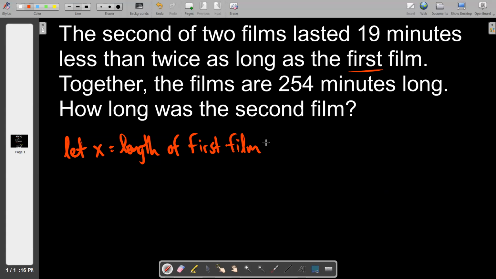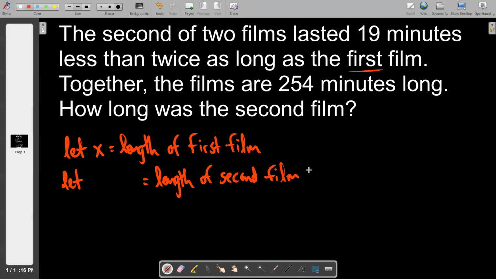And now we're going to write an algebraic description of the other one, in this case, the second film. I like to just get it ready like this: let blank equal length of second film. Again, don't be ambiguous. Don't put let X equal first film. We want to be specific. If you just put first film, that can mean a lot of different things.